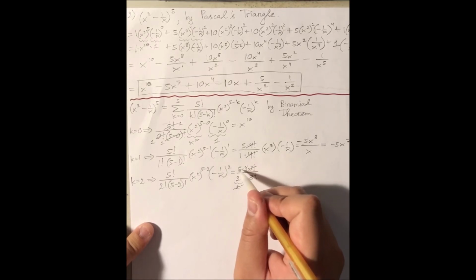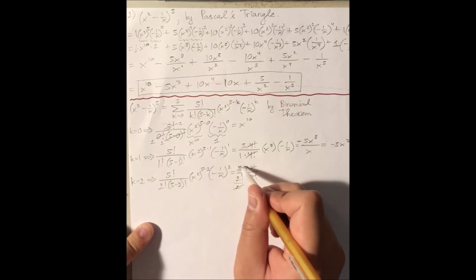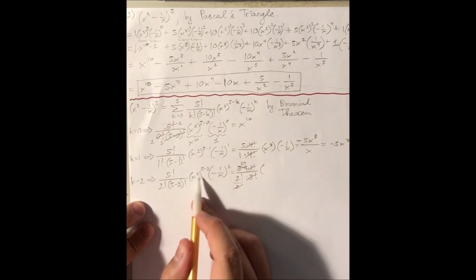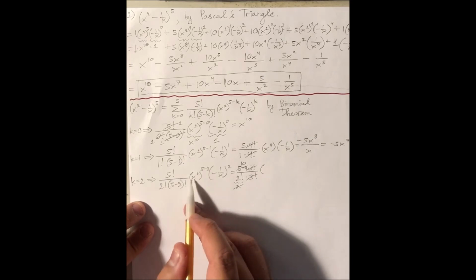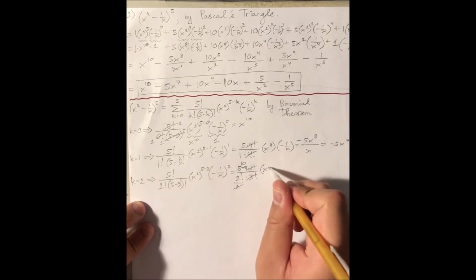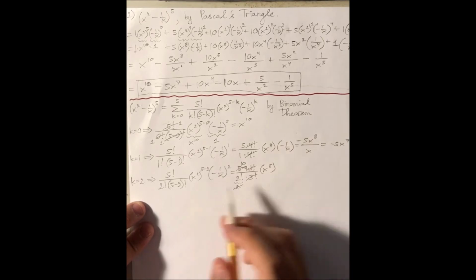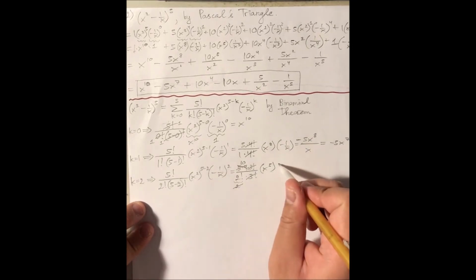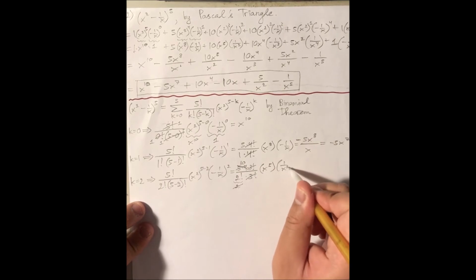So this will cancel out. This is just going to be 10, like that. X squared raised to the 5 minus 2, which is 3. So x squared raised to the 3, which is x to the 6. Negative 1 over x raised to the second is going to be positive 1 over x squared.